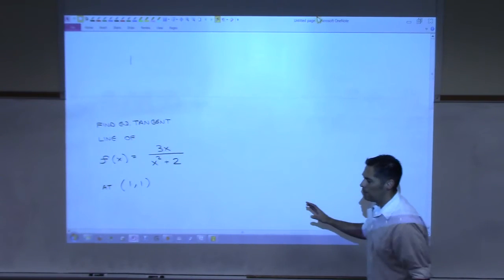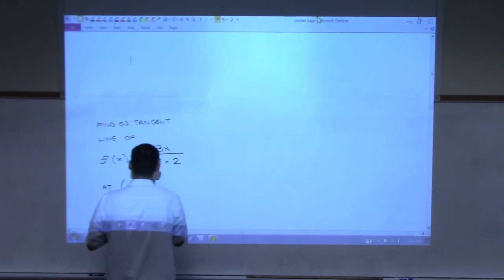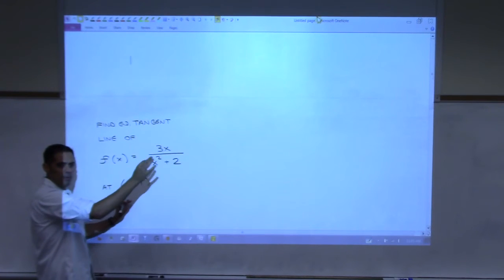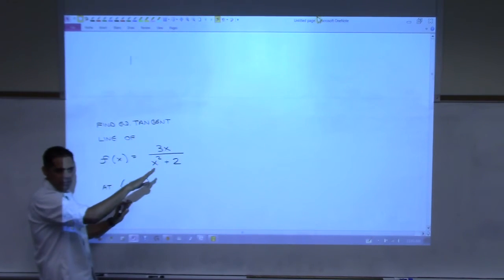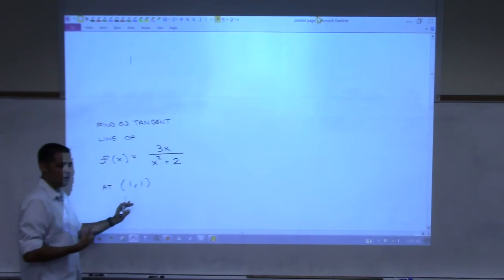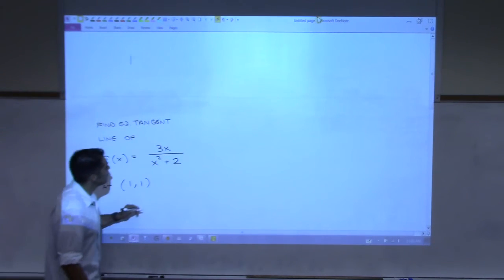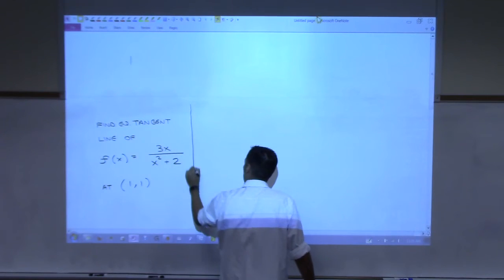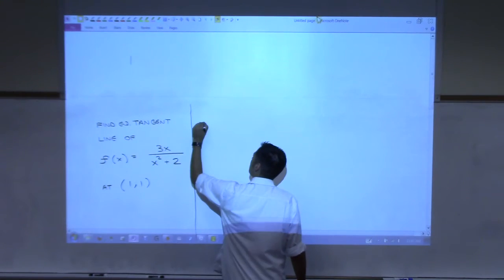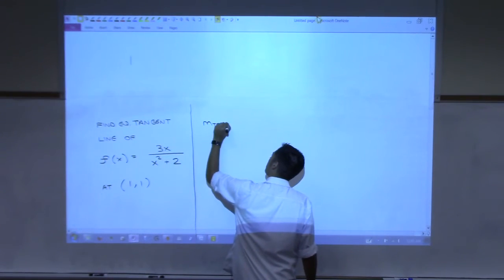So if I go to the computer and I graph this, I go out to the point 1, 1, I'm going to see a point, and then I'm going to have an idea what that tangent line is, right? And I'm going to try and find its slope right now. We'll do the graph at the end. All right. First, the slope of the tangent line.